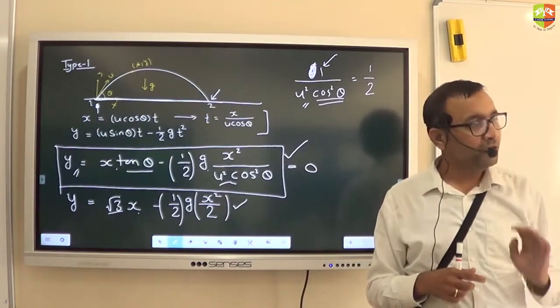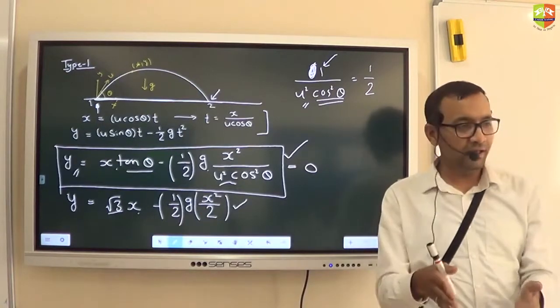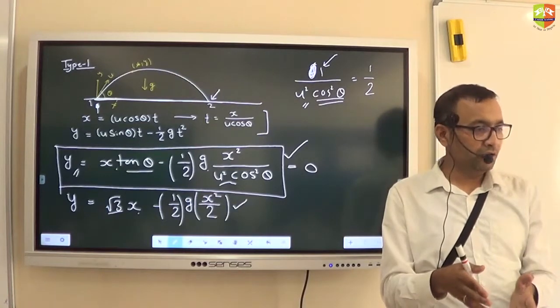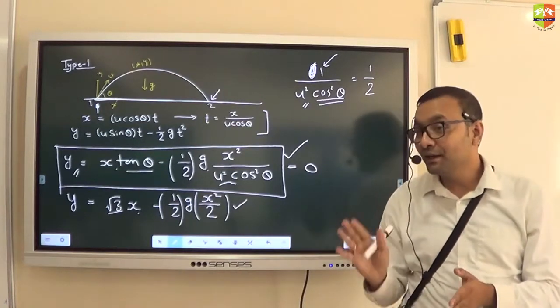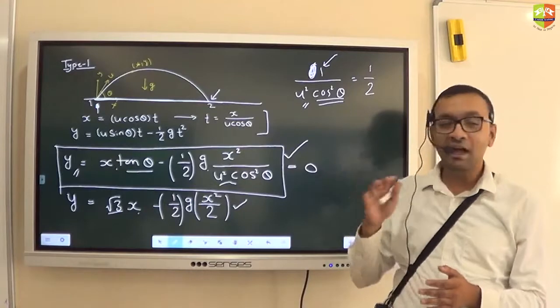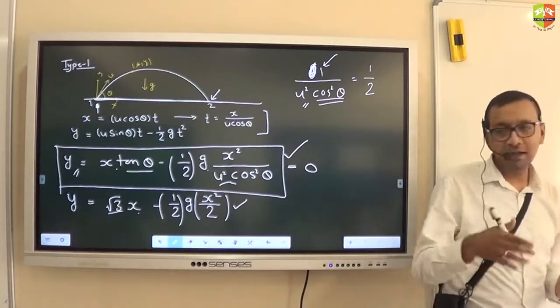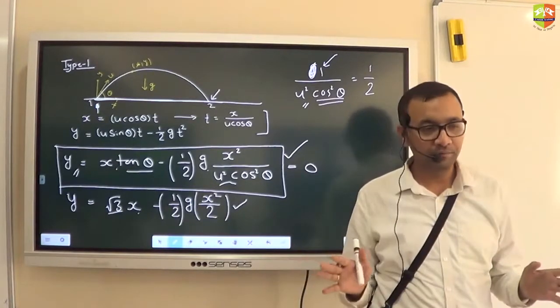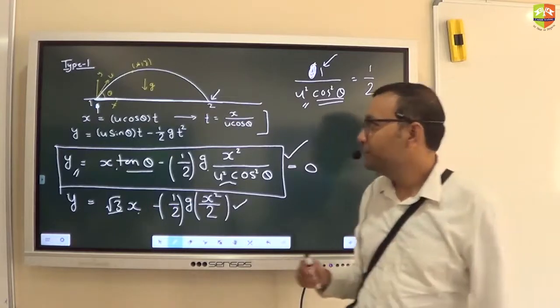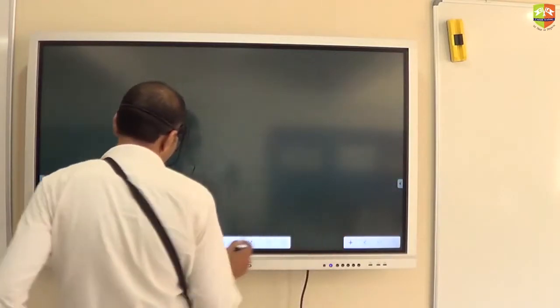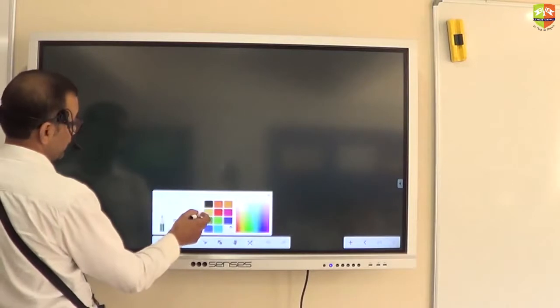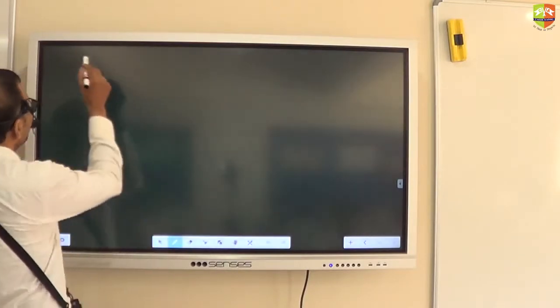But that doesn't mean that only these types will be asked in the exam. Understood? So, do not remember the final result, always understand how it is derived. The method is same for everyone. Okay? So, let's take up the type 2 projectile now. Those who have attended the bridge program may know this already.